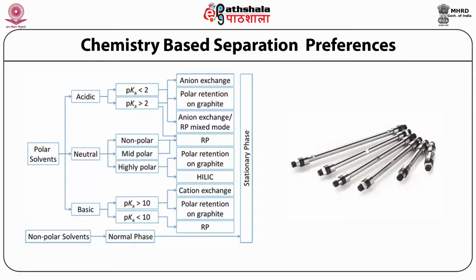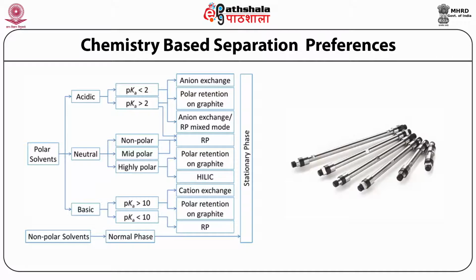For basic compounds, you have to go for alkaline pH to make it unionized so that it can be eluted out. Here you have to use cation exchange or polar retention or RP chromatography. These kinds of things can be used for basic compounds.